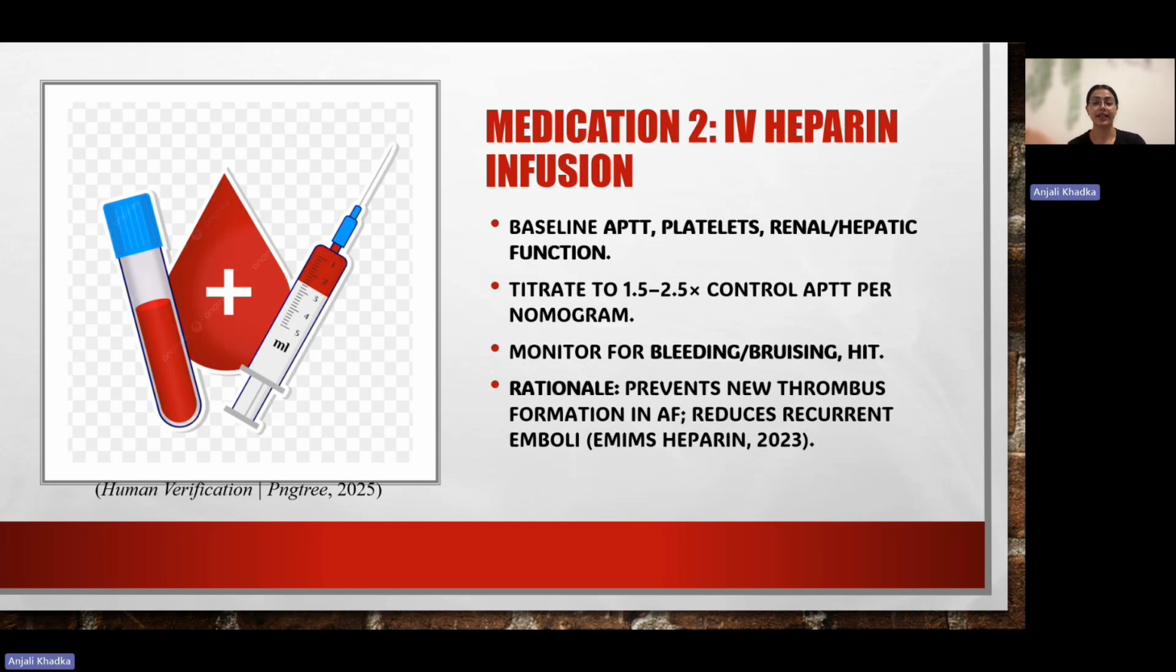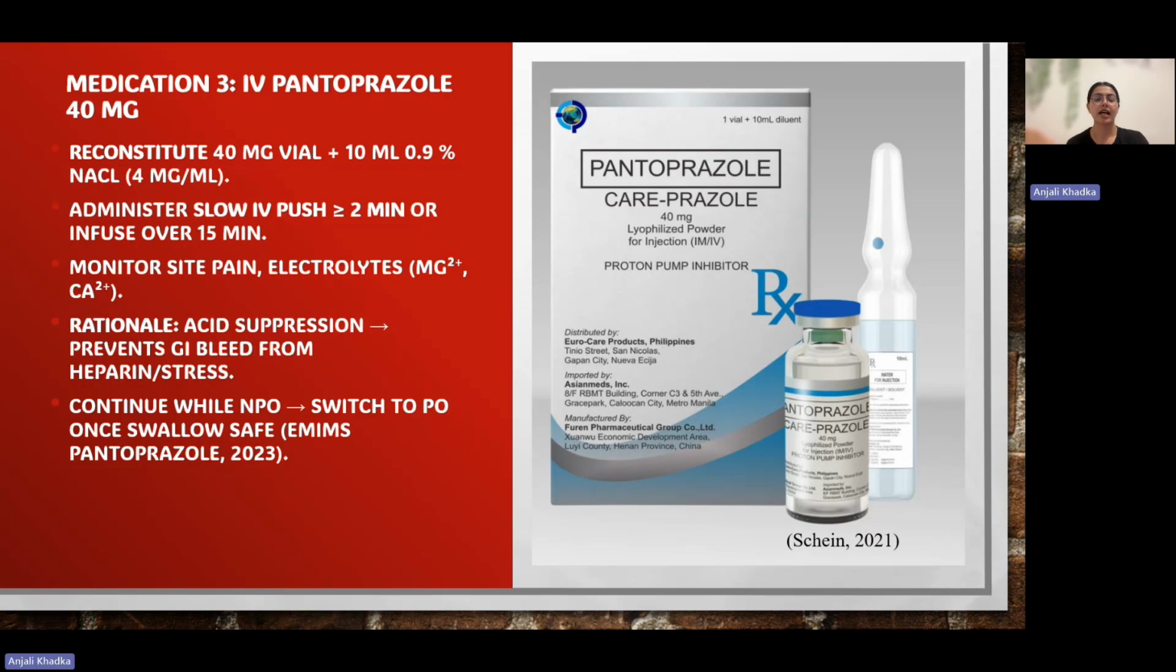Rationale. Heparin prevents recurrent embolic events in atrial fibrillation by suppressing clot formation, but excessive dosing risks bleeding and thrombocytopenia. Why do we monitor APTT so frequently? Because even small deviations can turn therapeutic anticoagulation into life-threatening bleeding. That's why Mrs. Manalo is on an anticoagulant.